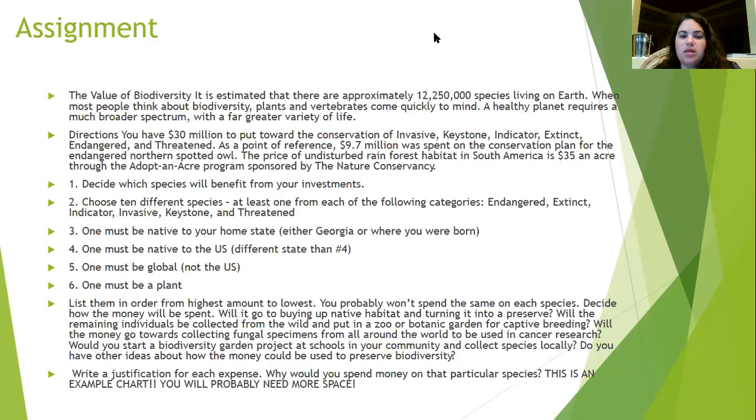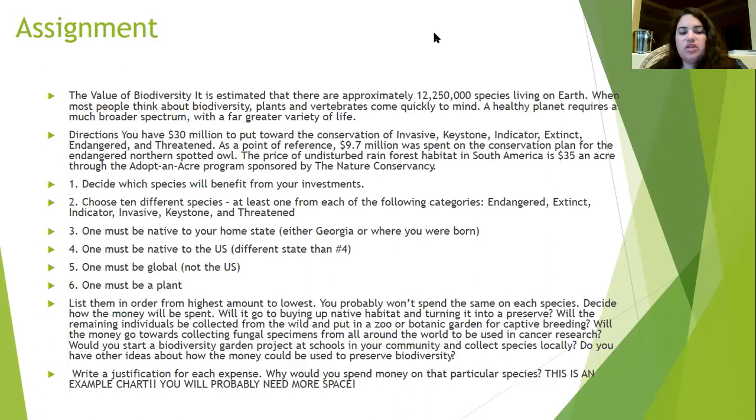Is it going to go to buying them native habitats? Or turning something into a preserve? Will the remaining individuals be collected from the wild and put in a zoo or botanical garden for captive breeding? Will the money go towards collecting fungal specimens from all around the world to do cancer research? Would you start a biodiversity garden project at schools in your community or collect species locally? Do you have other ideas about how you will spend that money to preserve biodiversity?